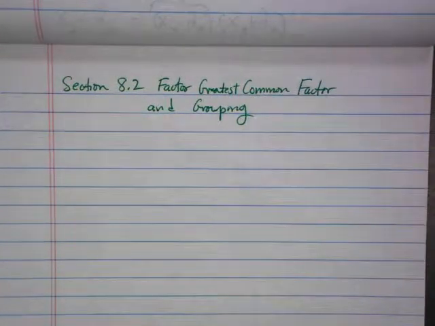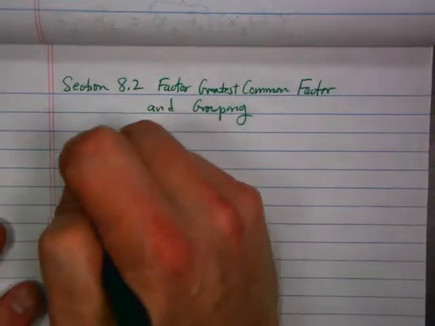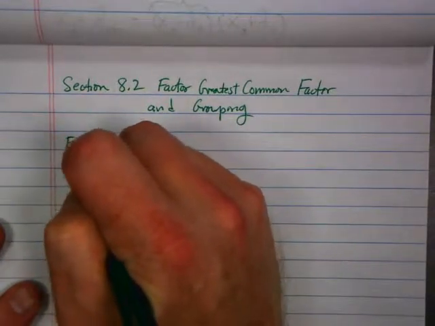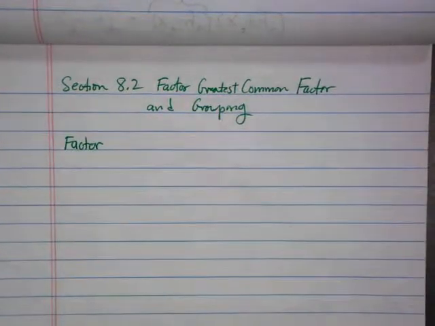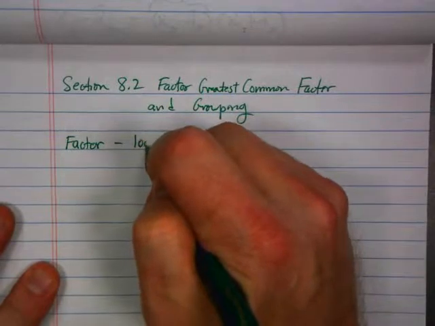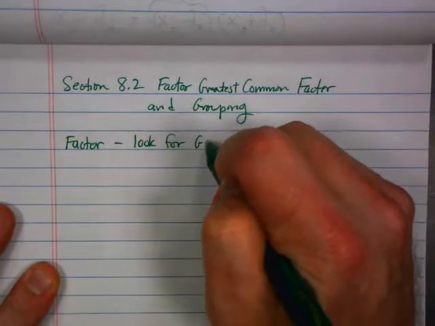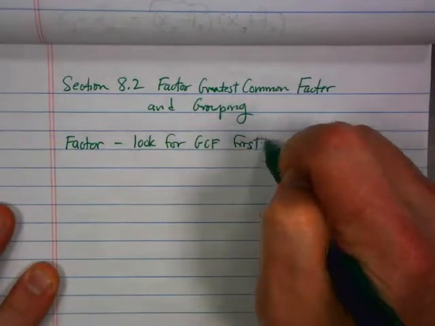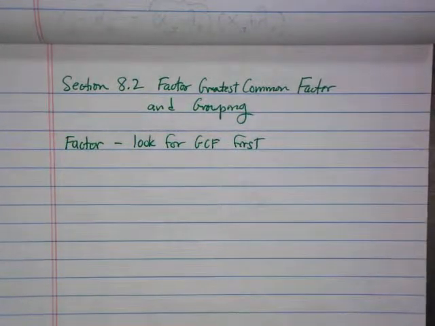Today, section 8.2, we're going to learn two more factoring techniques. One is called factor using the greatest common factor, and one is called factor by grouping. So, anytime you see the word factor, the very first thing you should always look for is a greatest common factor. Greatest common factor is typically abbreviated GCF. That way you don't have to write it all out every time.